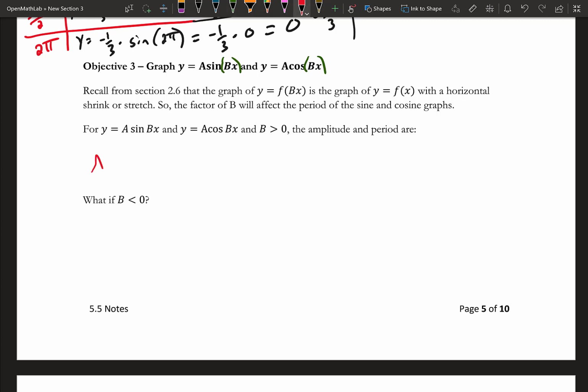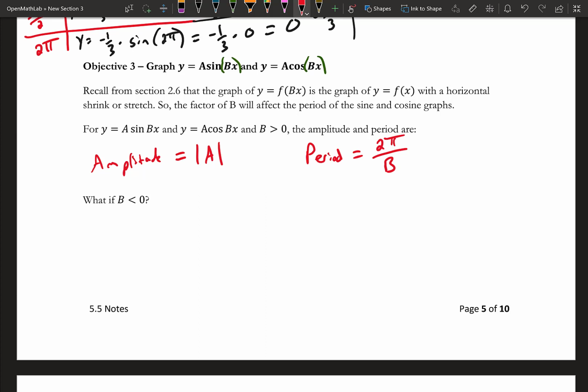So the amplitude, we already know to be equal to the absolute value of the a value, right? Then it turns out that for sine and cosine, the period is going to be equal to the typical period, 2 pi, divided by whatever that b value is. Right? So notice I said that b has to be greater than 0. So the question is, what if b is negative? What would happen then?